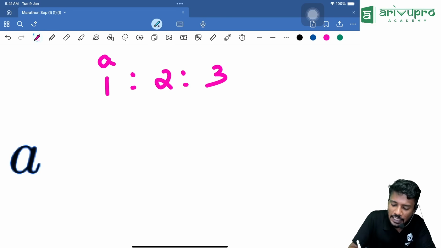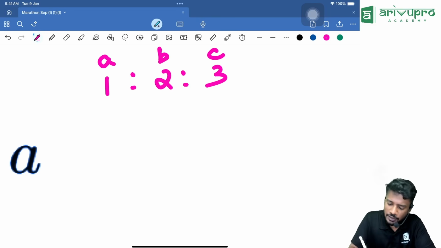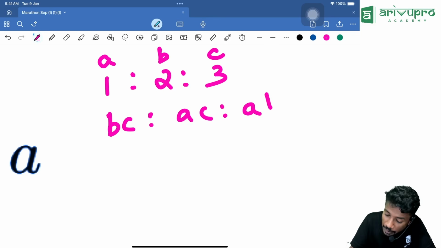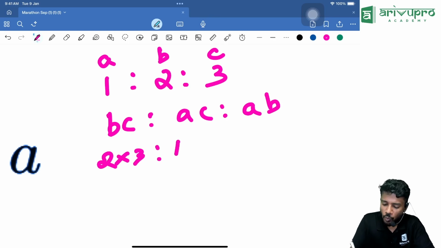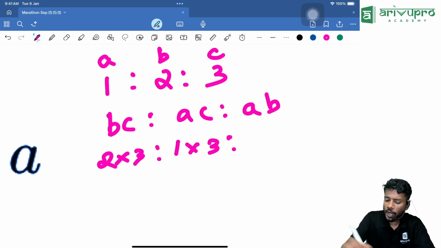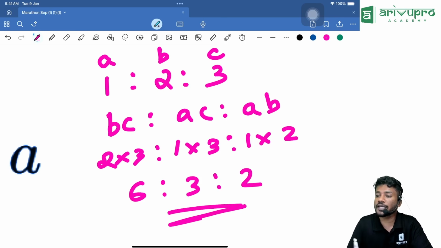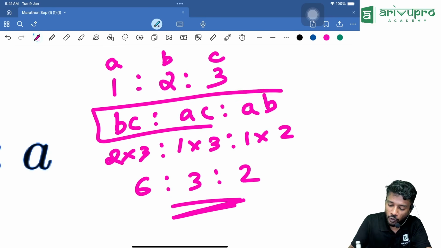If this is A, if this is B, if this is C, then how will you write it? BC is to AC is to AB. So BC is how much? 2 into 3. Is to AC is how much? 1 into 3. Is to AB is how much? 1 into 2. That is, 6 is to 3 is to 2 is the inverse of 1 is to 2 is to 3. Keep a note of this format.